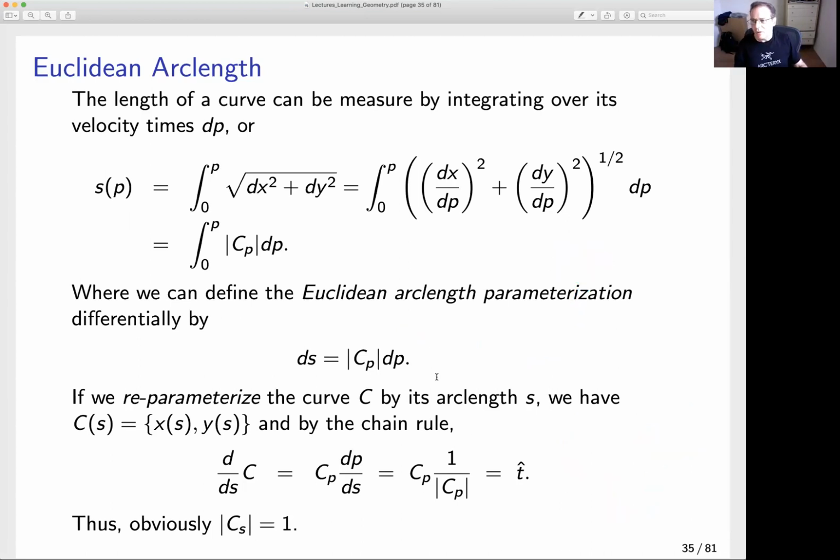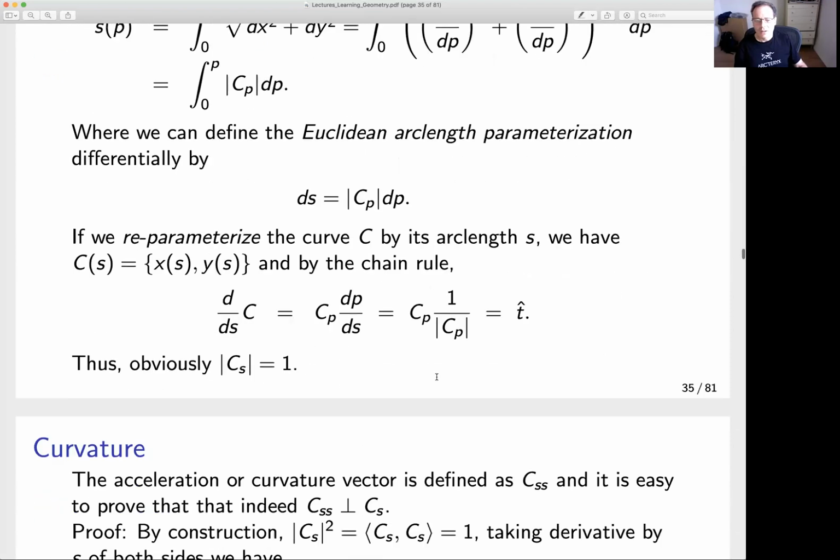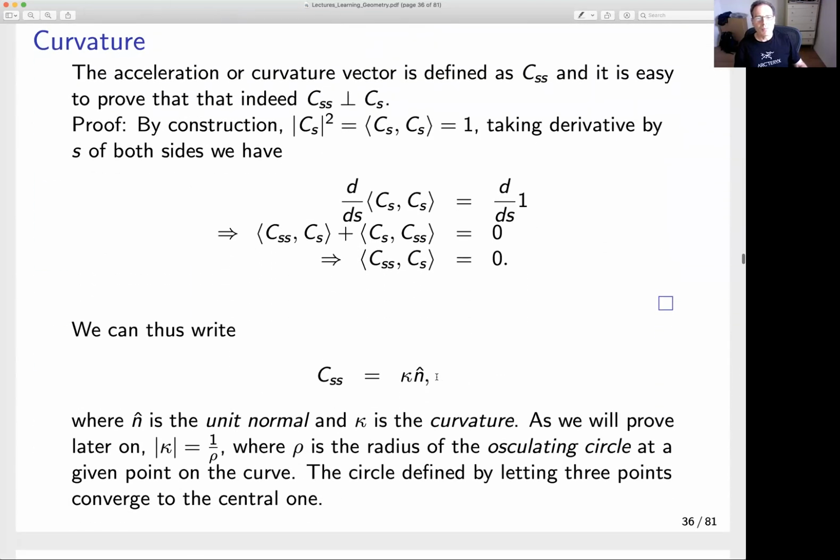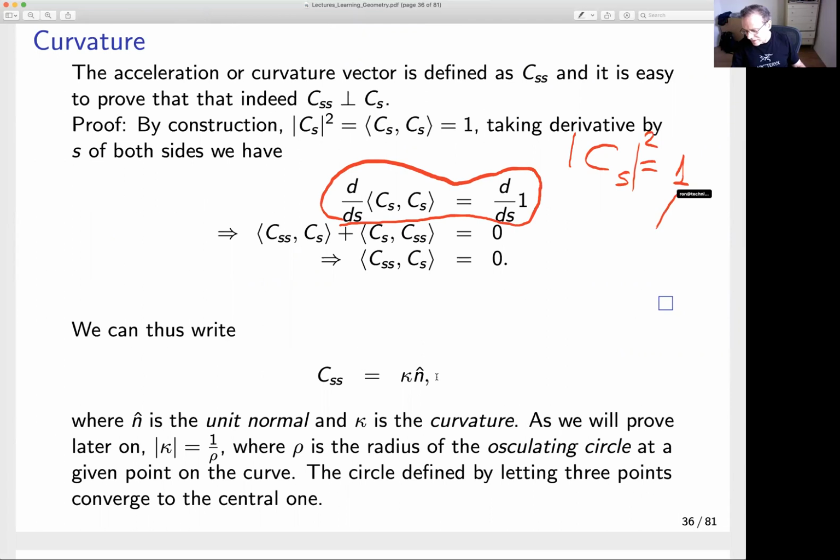Okay, more questions? Yeah. What happens when I'm looking at the second order derivative with respect to the arc length? Remember that we had the absolute value of C_s equals 1. In fact, we can square it, it would not change, it would still be 1. Now, if I'm taking the derivative with respect to s of this equation, the right-hand side would vanish. The derivative of a constant with respect to anything would be nothing but 0.